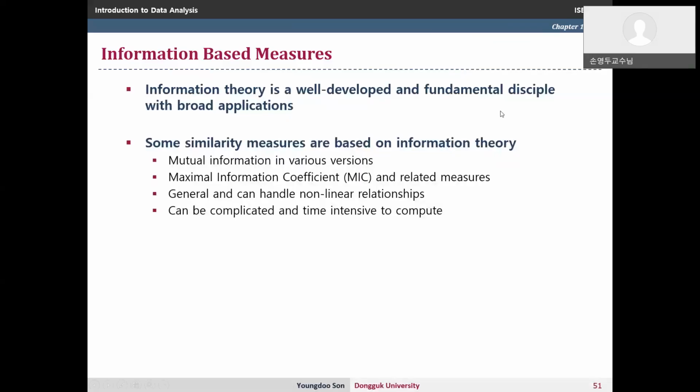Hello everyone. Today we will continue the similarity and dissimilarity measures. Actually, today we will study the information-based similarity measures. However, before we get started, let's review the content in the last class first.